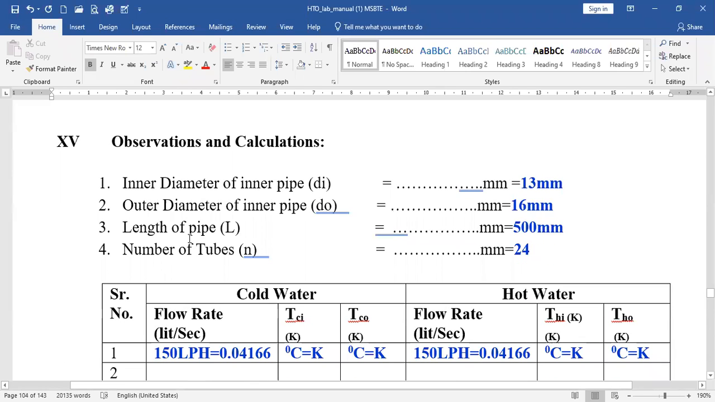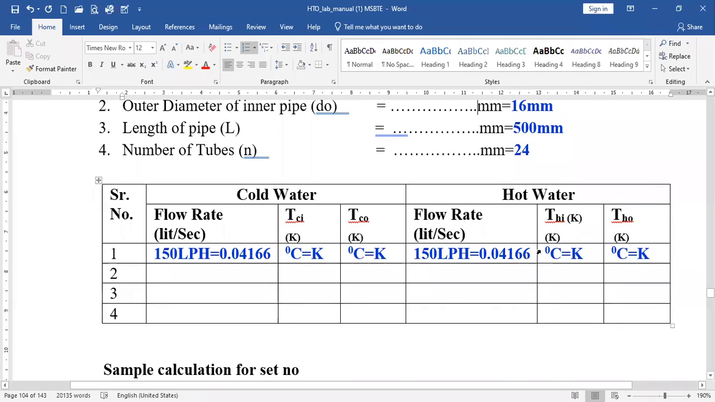Then we have to note down the actual inner diameter of the inner pipe, outer diameter of the inner pipe, length of pipe, and number of tubes. For the experimental setup we have, I have already mentioned these numbers. That is, the inner diameter of the inner pipe is 13 mm, the outer diameter of the inner pipe is 16 mm, the length of pipe is 500 mm, and the number of tubes is 24.